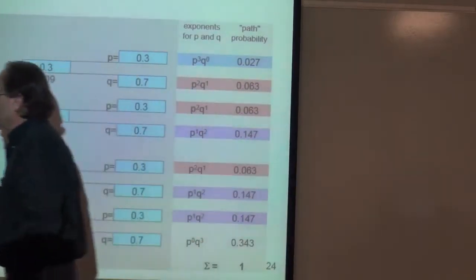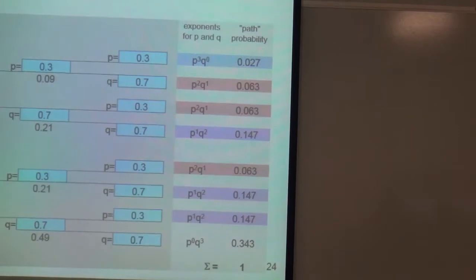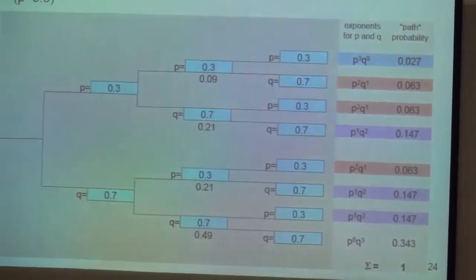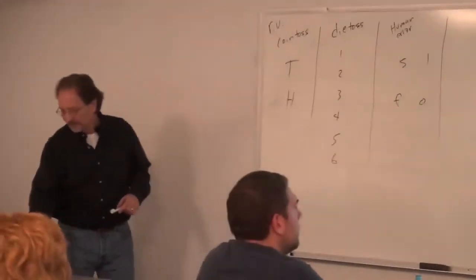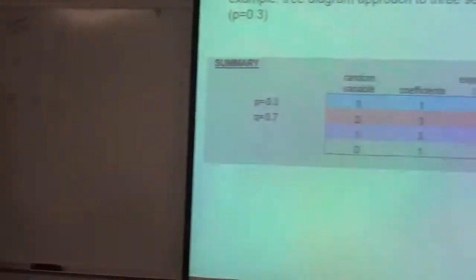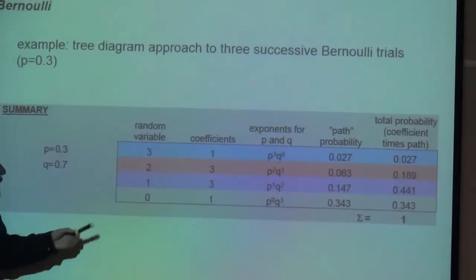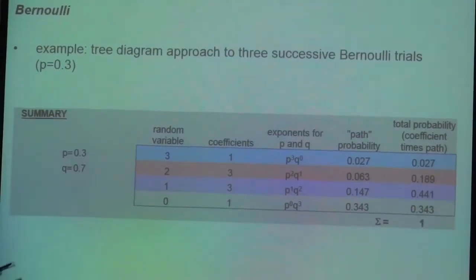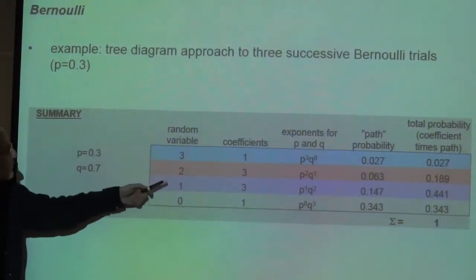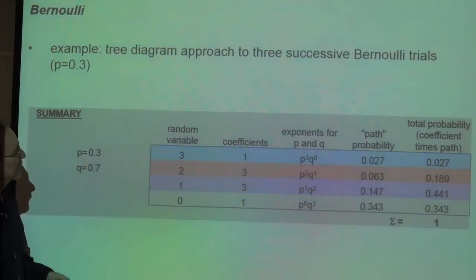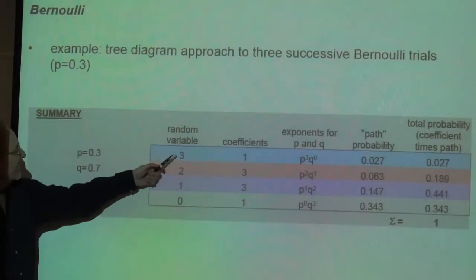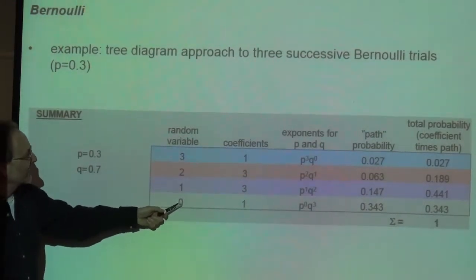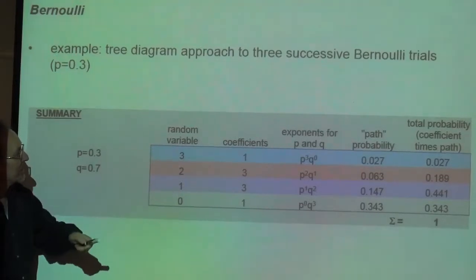This is why the binomial distribution is so handy, because this is just 3 successive Bernoulli trials, and you can see how bulky the thinking has become already. Now let's summarize that. Random variable, I define 3 as 3 successes, 2 successes, 1 success, 0 successes. The coefficients, I'll come back to. I can count them by enumeration: there's one way to get 3 successes, one way to get 0 successes, 3 ways to get 2 successes, and 3 ways to get 1 success.